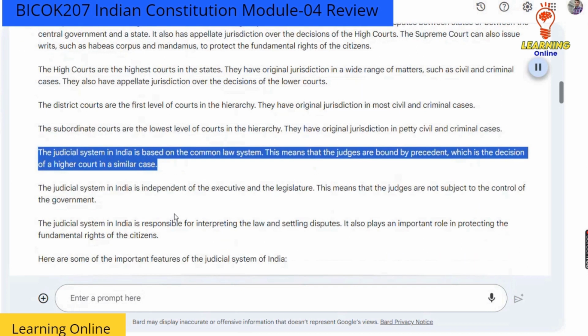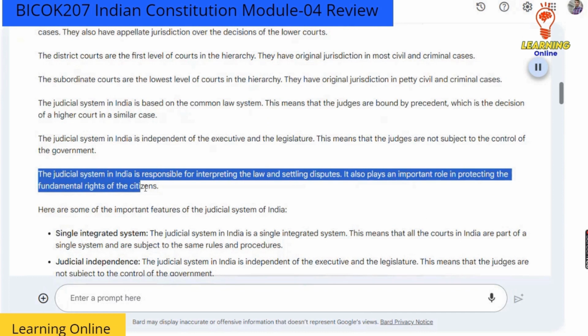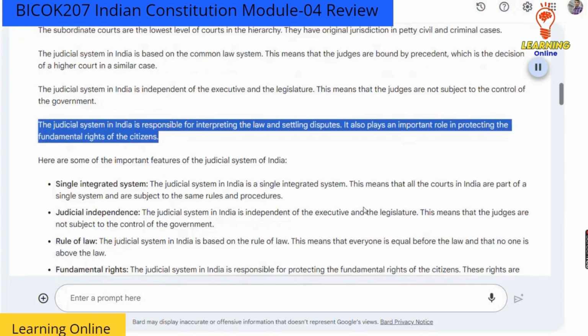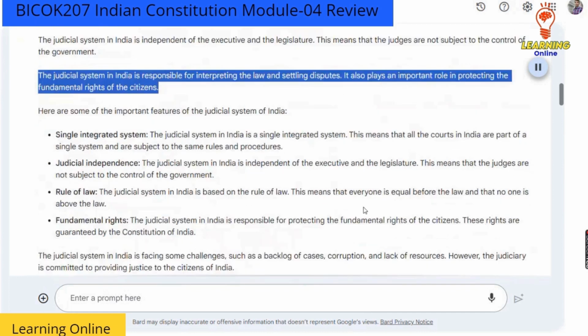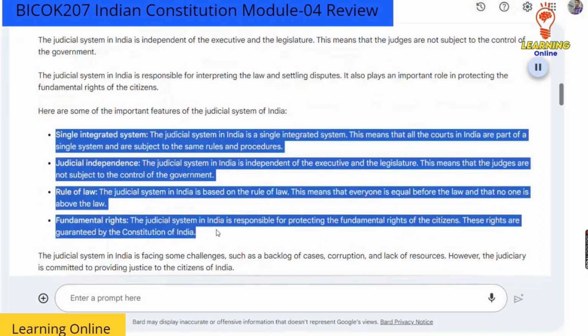The judicial system in India is based on the common law system. This means that the judges are bound by precedent, which is the decision of a higher court in a similar case. The judicial system in India is independent of the executive and the legislature. This means that the judges are not subject to the control of the government. The judicial system in India is responsible for interpreting the law and settling disputes. It also plays an important role in protecting the fundamental rights of the citizens.